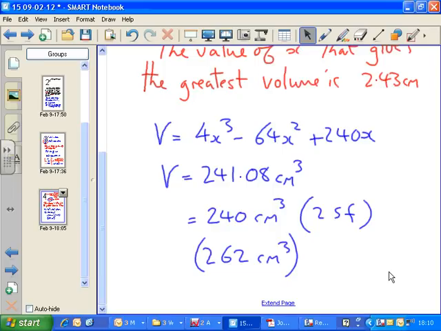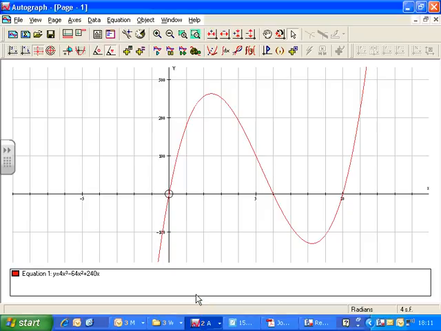So, calculus is useful, and that's one example. I thought I'd start us off with an example of how calculus can be useful. That's called finding a maximum or minimum volume, because we can find maximum and minimum values of a function. Here's the function that we were looking at originally, using calculus.